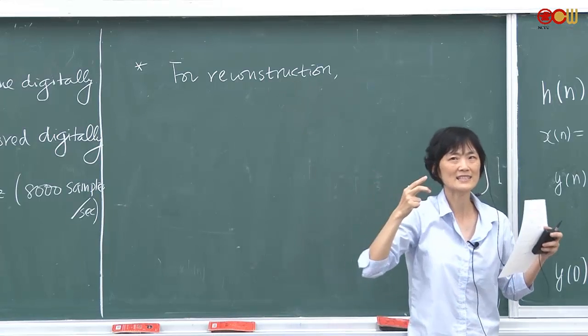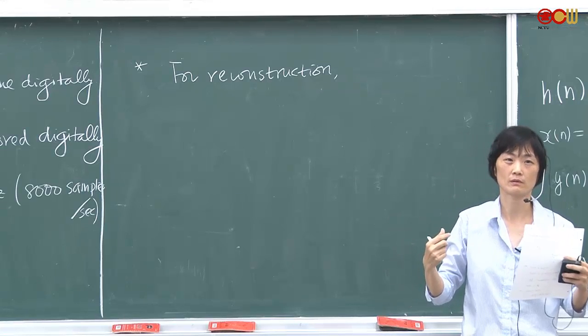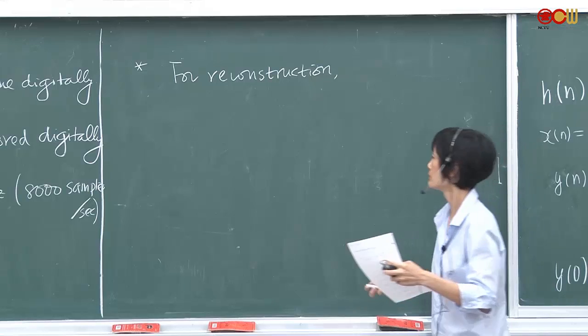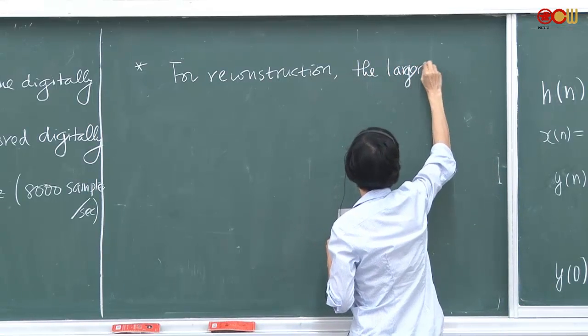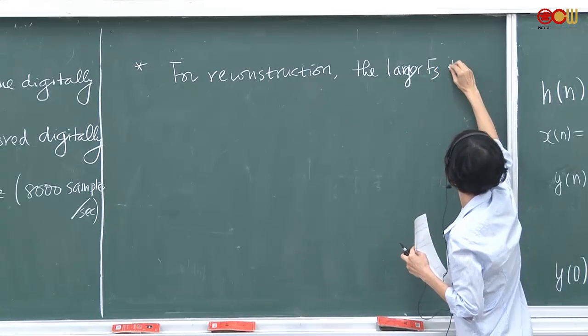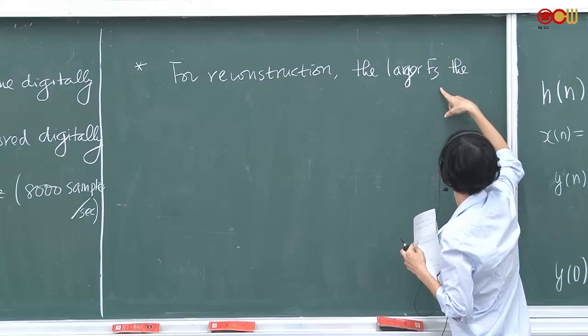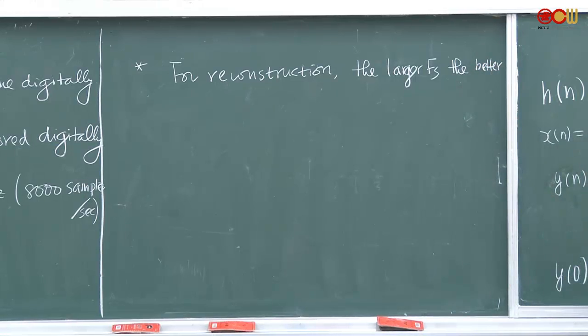So for reconstruction purposes, how would we like T to be? Do we want it to be the bigger the better or the smaller the better, or Fs? The larger Fs, the better, right? For better quality, the larger Fs, the better. For reconstruction, the larger the sampling rate is, the better.